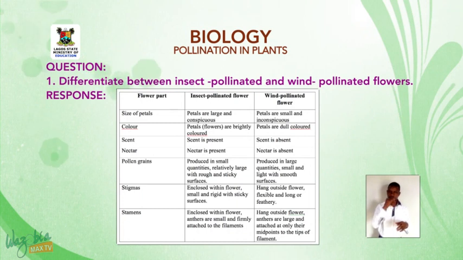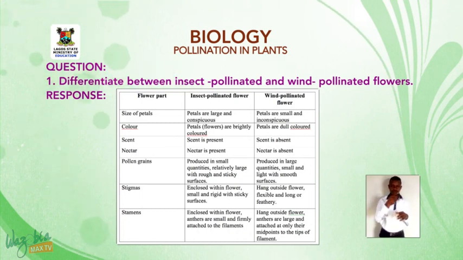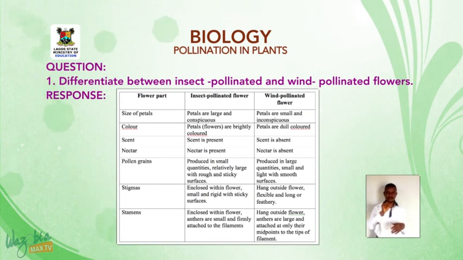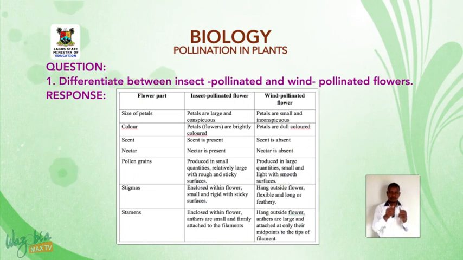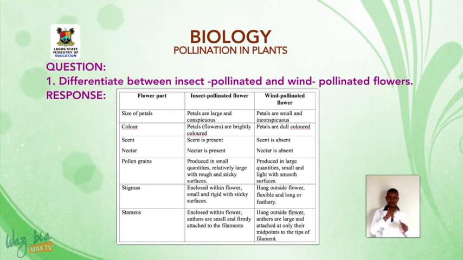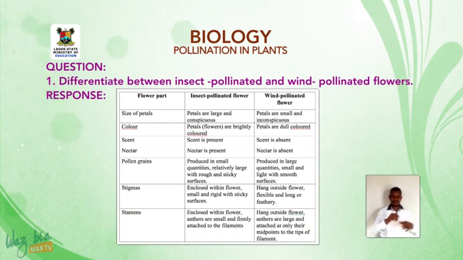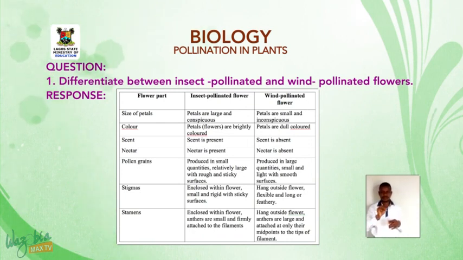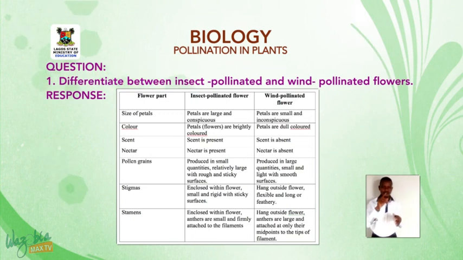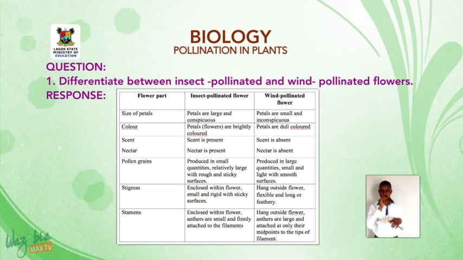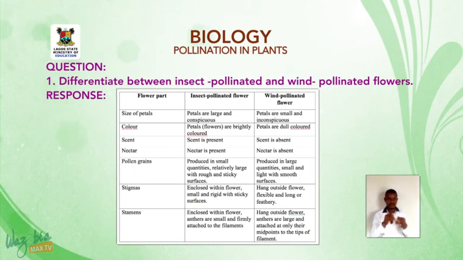And lastly, here I have stamens. Under insect pollinated, stamens are enclosed within flower. Anthers are small and firmly attached to the filaments. Under wind pollinated, stamens hang outside the flower. Anthers are large and attached at only their midpoints to the tips of the filaments.